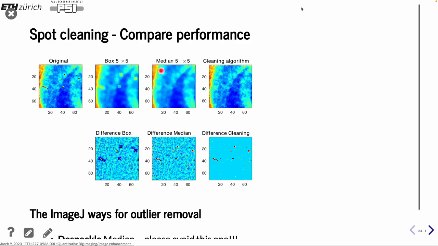With the filter, you remove all the spots, and you can also see some blurring of the image, so you actually lose information by applying this. And when we now use this cleaning algorithm, you have all the sharpness preserved and the spots are gone. So looking at the differences between original and box, median and the difference cleaning, you can see here the improvement in image quality from this process.